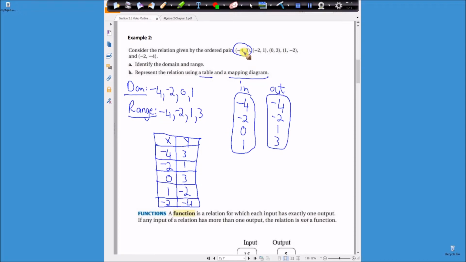So for the mapping, you go here, -4 goes to 3, -2 goes to 1, 0 goes to 3, 1 goes to -2, and -2 goes to -4. So you've got some overlapping, crisscrossing stuff there, but that's the mapping diagram, right? So mapping diagram, table, domain, and range.